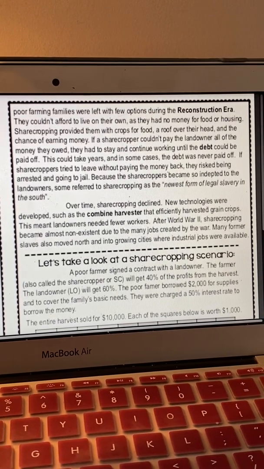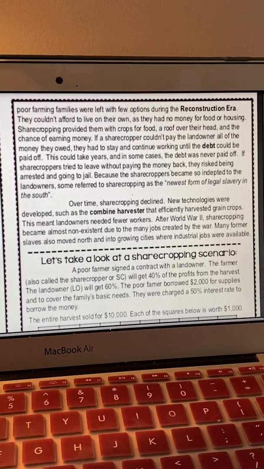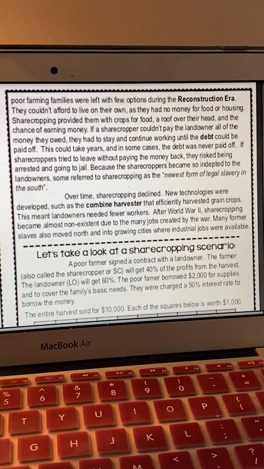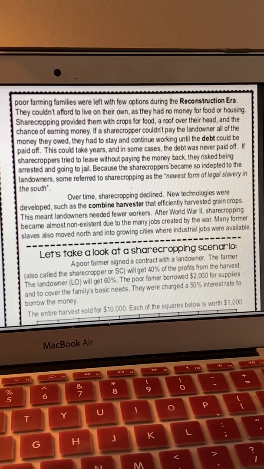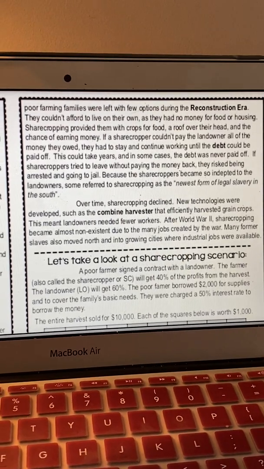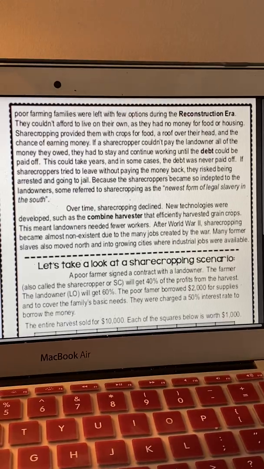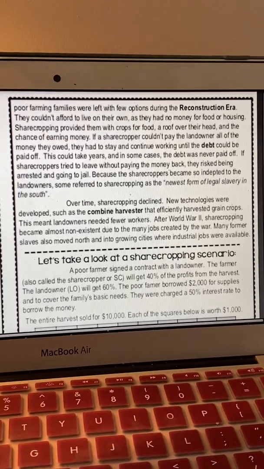New technologies were developed, such as the combine harvester, that efficiently harvested grain crops. This meant landowners needed fewer workers. After World War II, sharecropping almost became non-existent due to many jobs created by the war. Many former slaves also moved north and into growing cities where the industrial jobs were available.